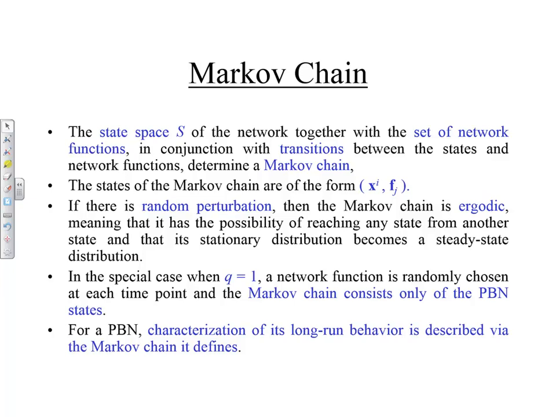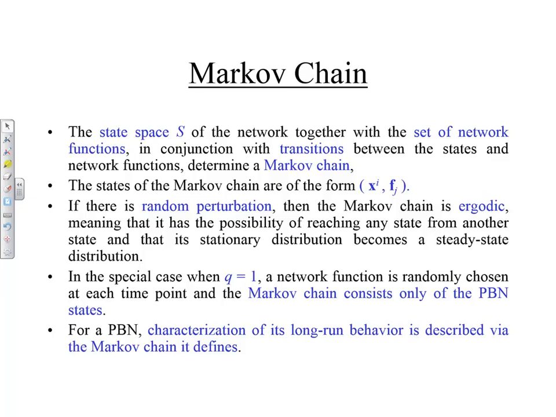So in the special case when q is 1, that means the probability of the network function changing at every time point is 1. That means at every time point you're basically going through the list of predictors and choosing. You have an instantaneously random PBN, and in that case the Markov chain consists only of the PBN states, because you don't have to worry about this other state Fj, because at every time point you're choosing one of the constituent networks.